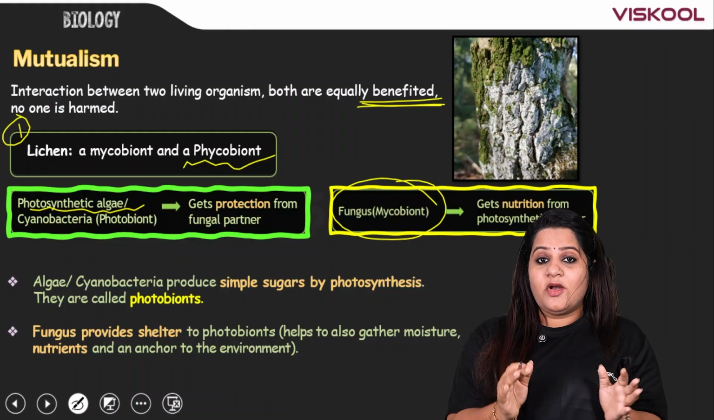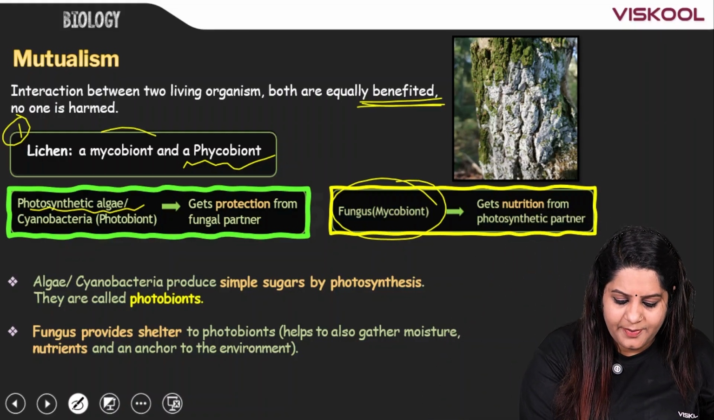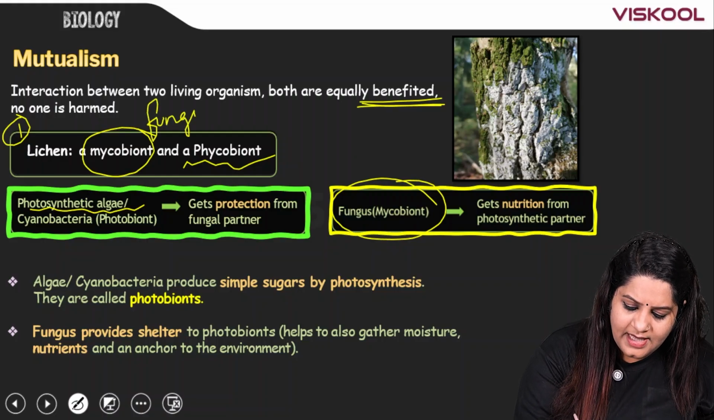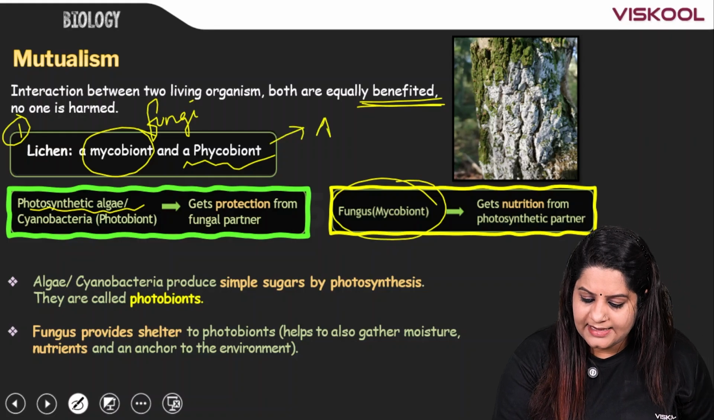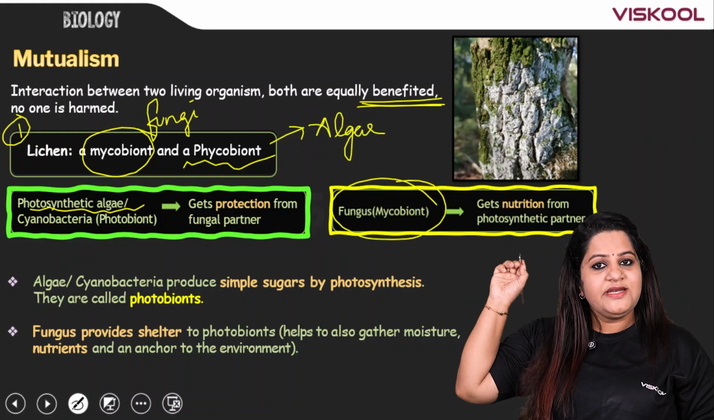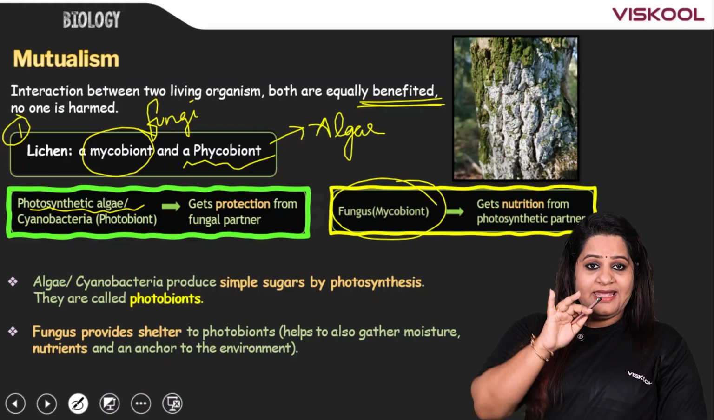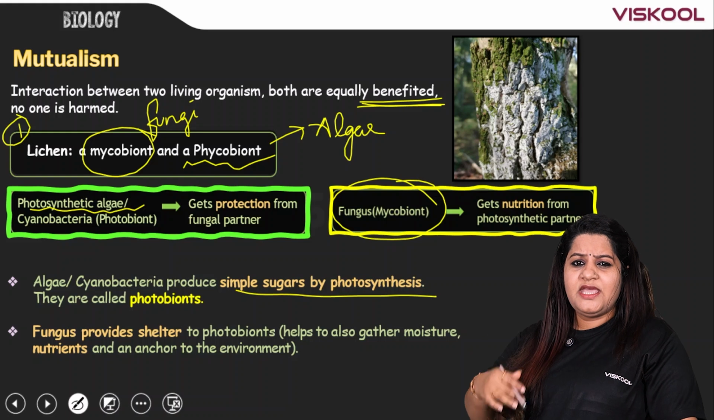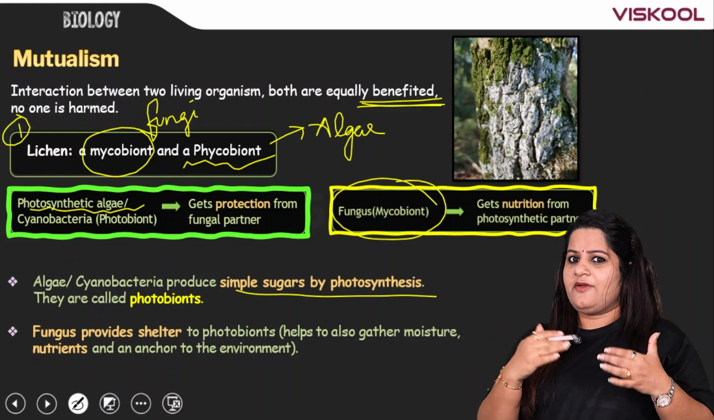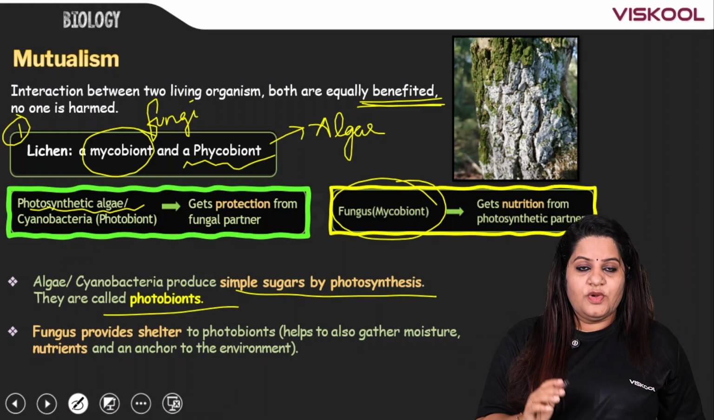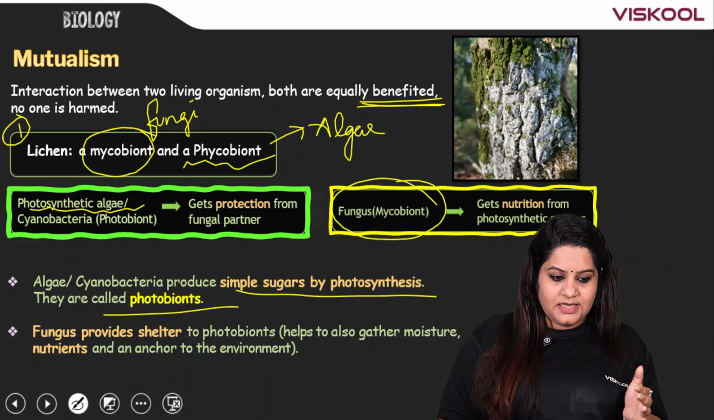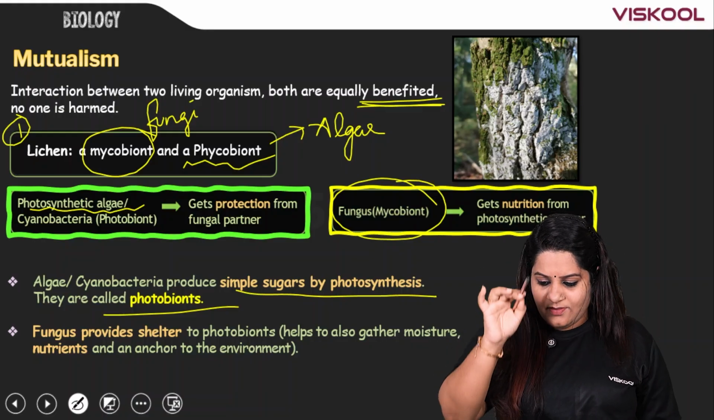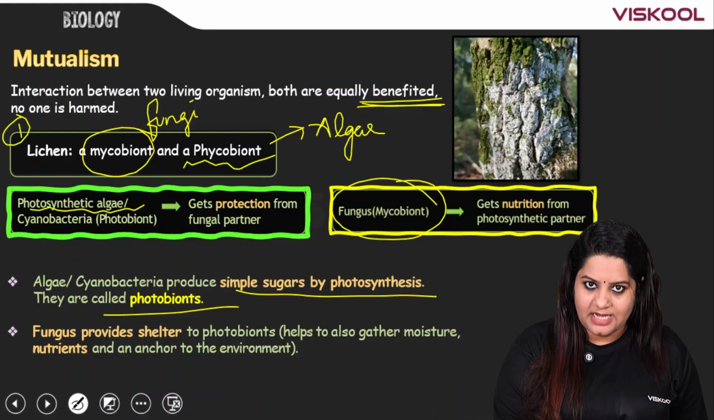Okay, the mycobiont component is what? The mycobiont component is fungus. Fungi. Okay, and the phycobiont component is algae. So algae are any cyanobacteria which produce simple sugars by the process called photosynthesis. They can prepare food by themselves, right? They are known as photobionts also. So the phycobionts are also known as photobionts. Important point. Please note it down.